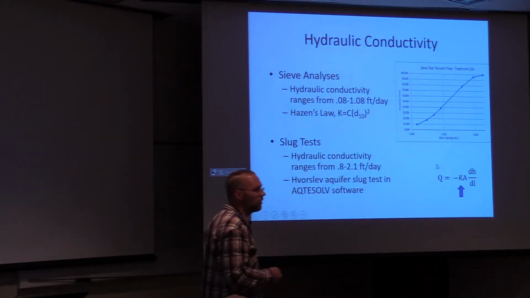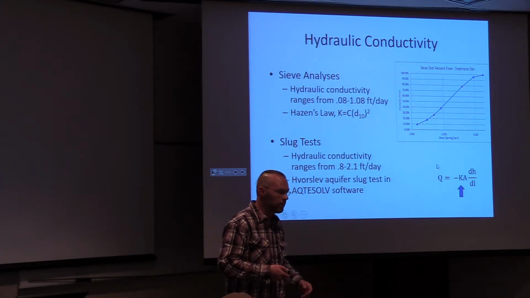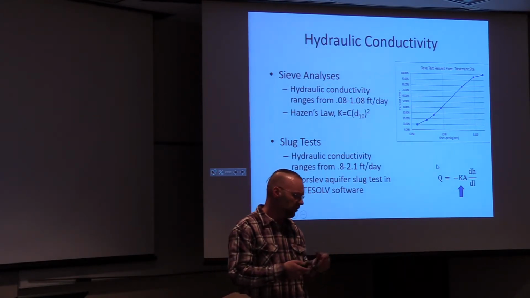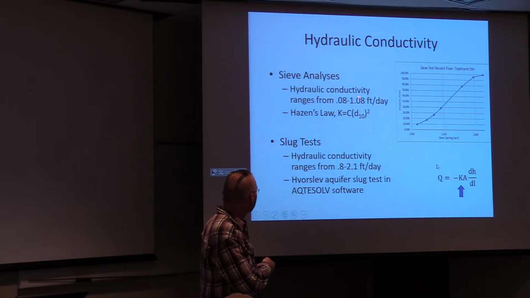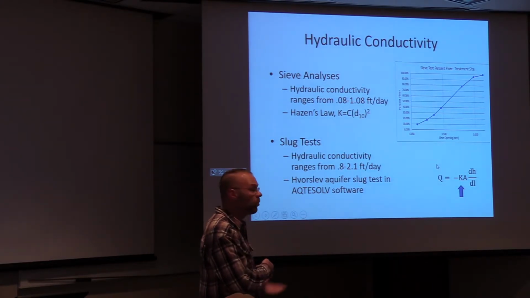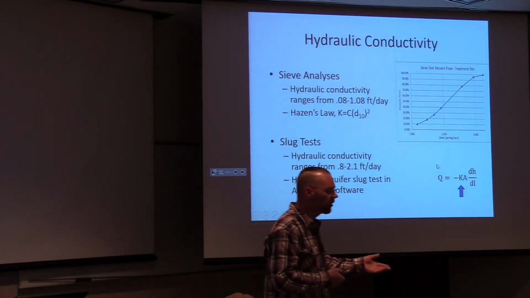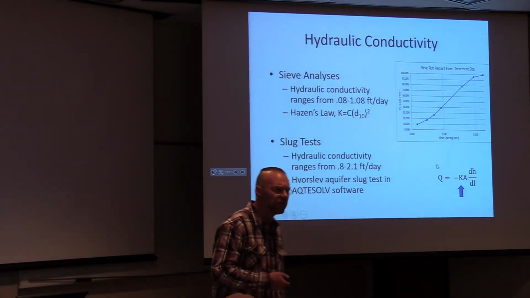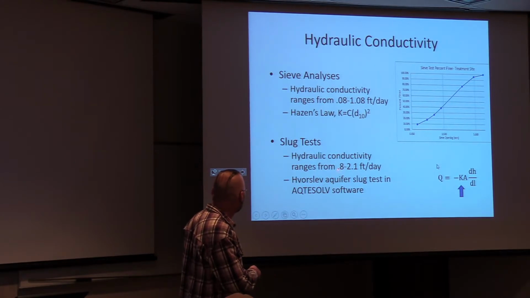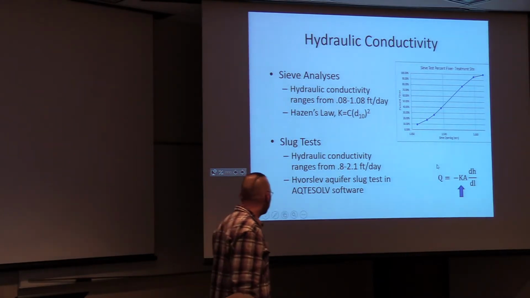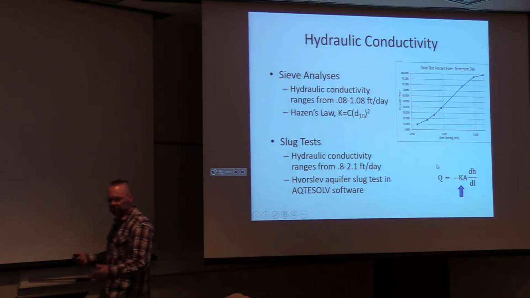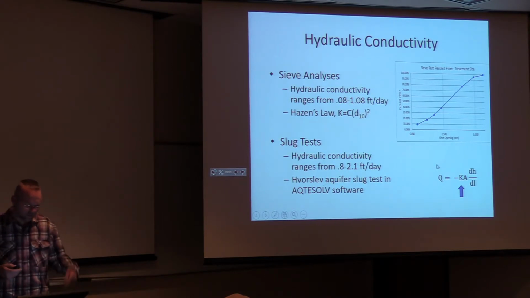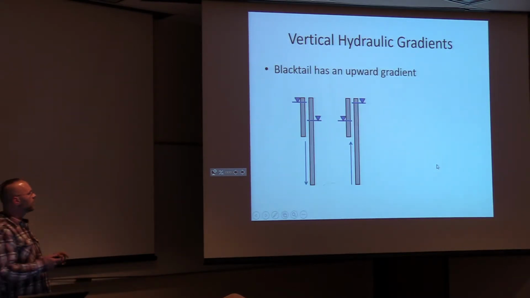Hydraulic conductivity. Evan went out with part of the hydro field camp and did slug tests, and also did Hazen's law from sieve tests. Basically from the sieve analyses, we have about 0.1 to 1 foot per day, so pretty low hydraulic conductivity, and that reflects the material we saw, that's silty, sandy material. And then 0.8 to 2 feet per day using slug test analyses. So this seems reasonable, and we're running out of time.